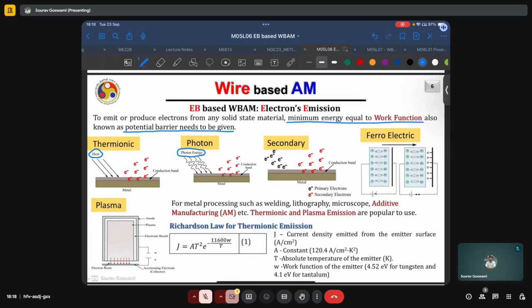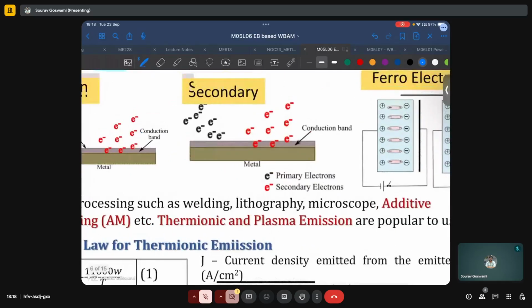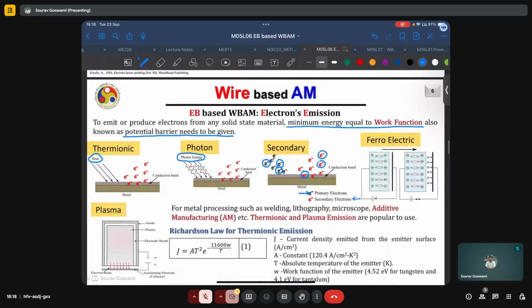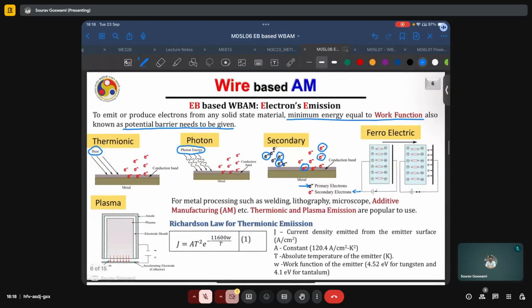Such a mechanism, as we can see here, the electrons in black are the primary electrons, which when they bombard a surface lead to the production of these electrons marked in red, which are our secondary electrons. And such an emission is called secondary emission. We can also have ferroelectric emission and plasma-based emission.